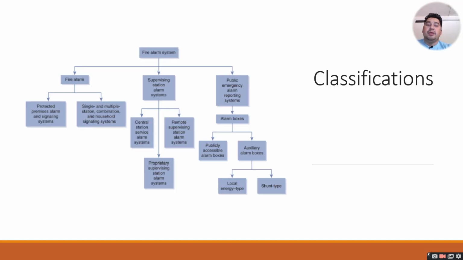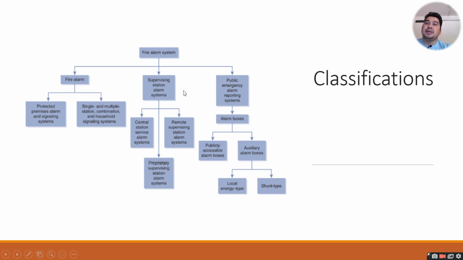Now, we'll look into the fire alarm systems classification. Fire alarm systems: fire alarm and supervising station alarm systems. Under the fire alarm system, there are the fire alarm protected premises alarm and signaling systems. After that, single and multiple station combinations and the household signaling systems under the fire alarm.